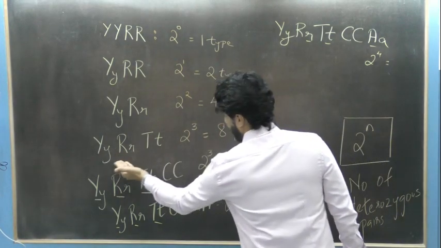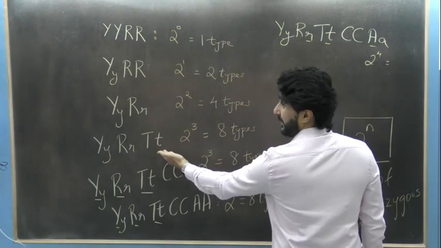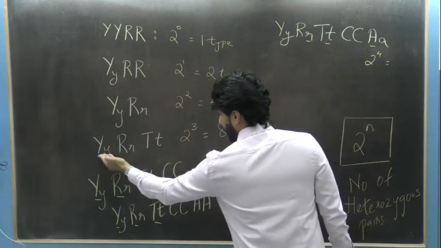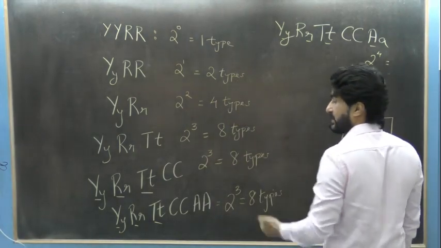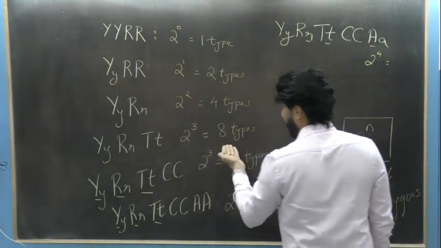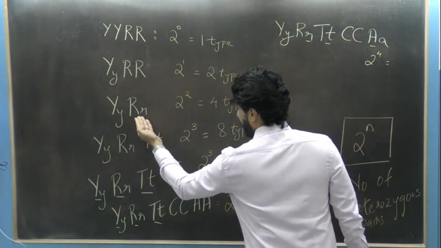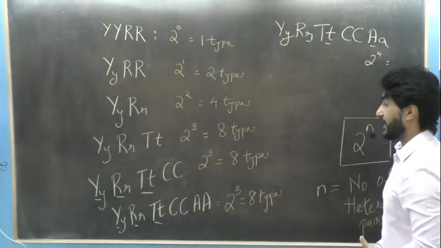If you observe this example, this is an example of a trihybrid cross, by the way. You can see there are 3 heterozygous pairs. So this type of plant will produce 8 types of gametes. This is a dihybrid cross example. This has 2 heterozygous pairs. So this will produce 4 types of gametes.